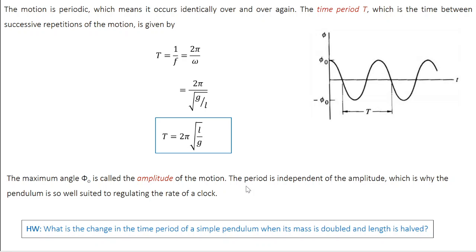Okay. So time period depends only on length, and length is in the numerator, which means when length increases, time period is going to increase. When length decreases, time period is going to decrease. Okay, so from this equation you can calculate how much percentage of change happens in the time period.